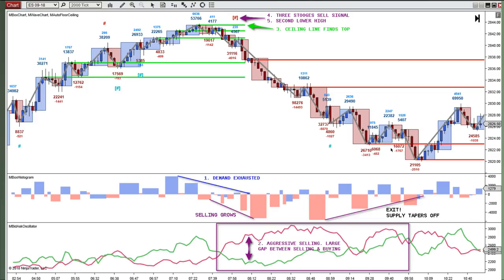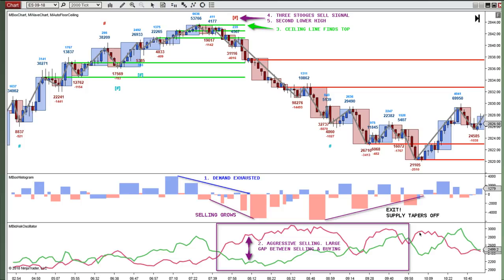We come down. The floor line finds the bottom here. We see that supply begins to taper off. We see this, the boxes, less and less supply. We also see a shortening of the thrust, which means, for example, from this point to this point, that's decent downward progress. But from this point, that's not much downward progress.